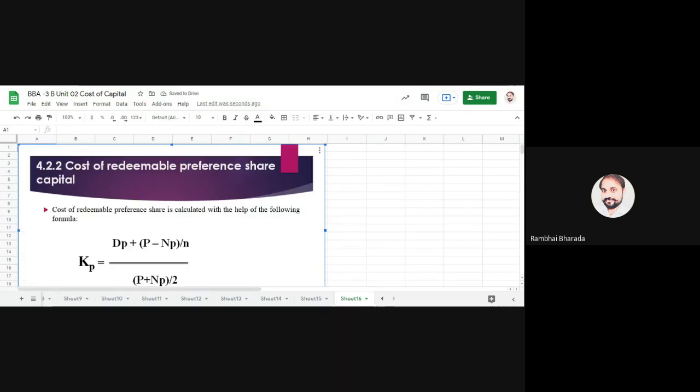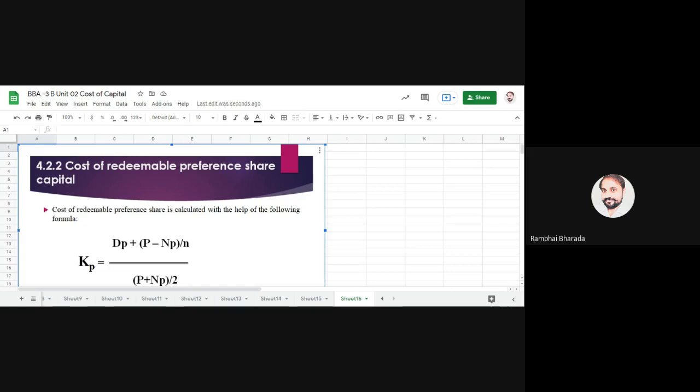First of all, we need to understand the clear concept about the redeemable preferences. Redeemable preferences means those types of preferences which are issued for a particular period. After completing that particular period, the company itself buys back, or purchases, the shares from the market. Let's take an example to understand these redeemable preferences.